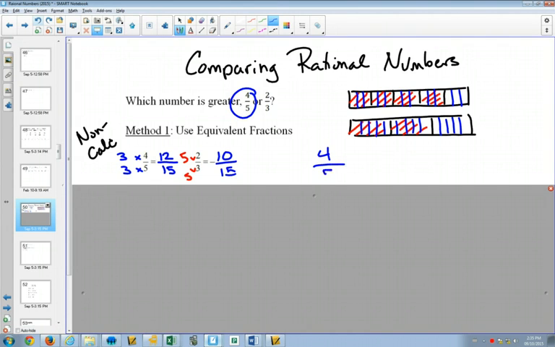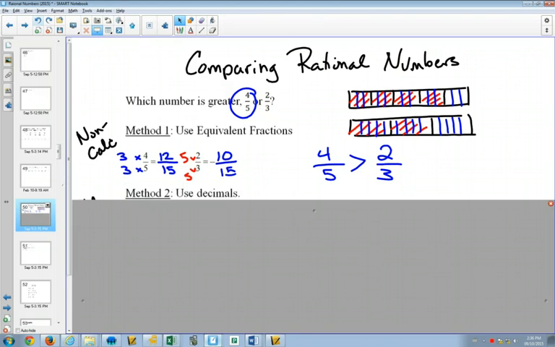A symbol for showing something is bigger than something else: Pac-Man. Which way does the Pac-Man go? It eats the bigger one. And one thing that I find as far as reading goes, and you have to read in math, if you were reading this, 4/5 is greater than 2/3. So the Pac-Man does eat the bigger one.